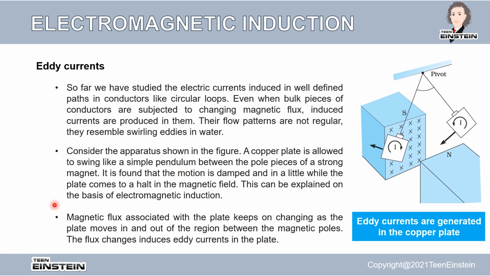Consider the apparatus shown in the figure. A copper plate is allowed to swing like a simple pendulum between the pole pieces of a strong magnet.